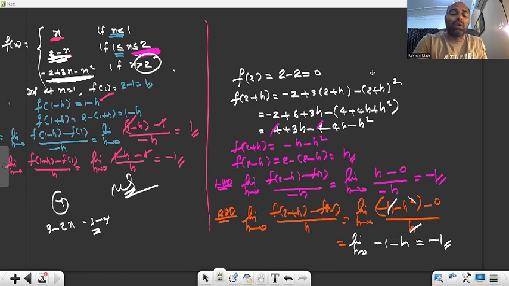So LHD equal to RHD. Here LHD equal to RHD. Therefore, f of x is differentiable at x equal to 2, but not differentiable at x equal to 1. LHD equal to RHD. Therefore, f of x is differentiable at x equal to 2. I hope everyone understood this.